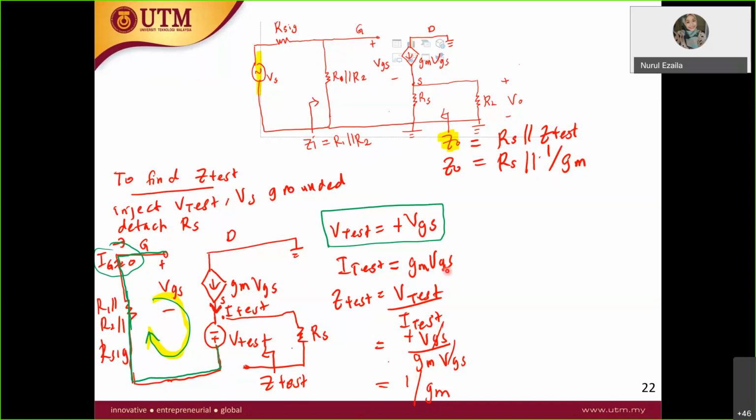But then in the test, you can say that Z out is equal to the RS parallel with Z test. So Z test is equal to 1 over GM. Unless the question said derive Z test, then this is what you should do. If they didn't mention about derive the Z test, you can write down Z test is equal to 1 over GM, and then Z out is equal to RS parallel with 1 over GM. That's how you do it.